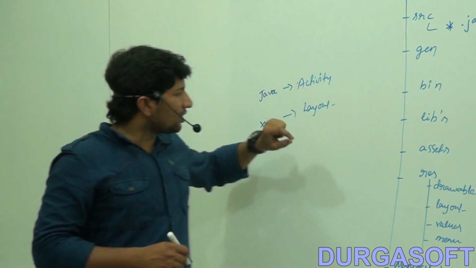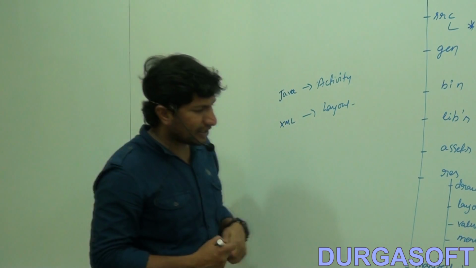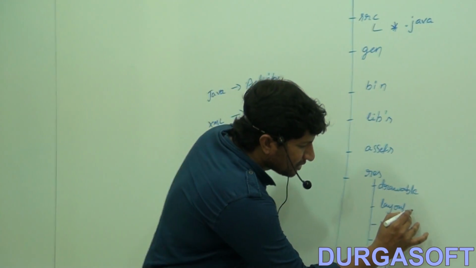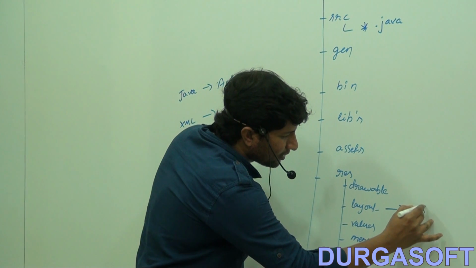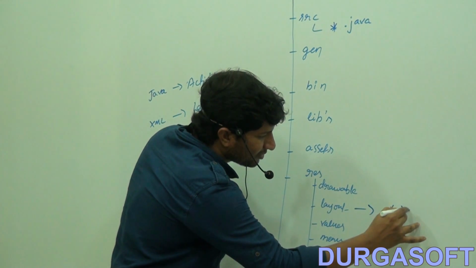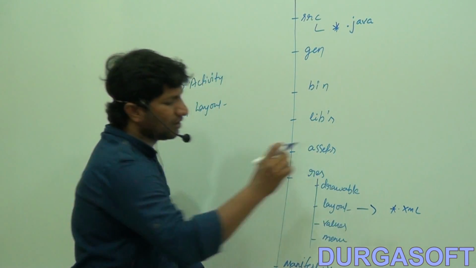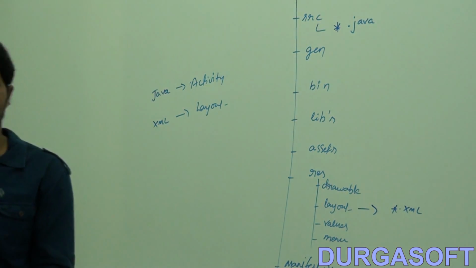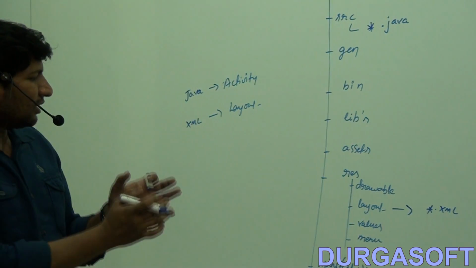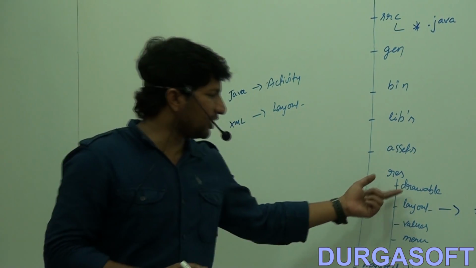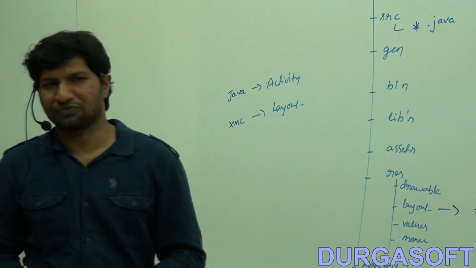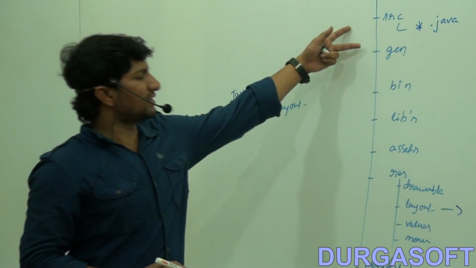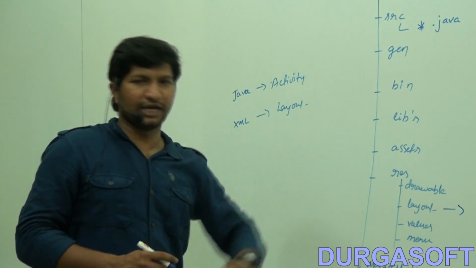Next, all the XML files are going to be located inside the resource folder. There is a folder called layout. In this layout folder, all the layout XML files are located. So the Java files are in src, and the layout XML files are inside the resource layout folder.